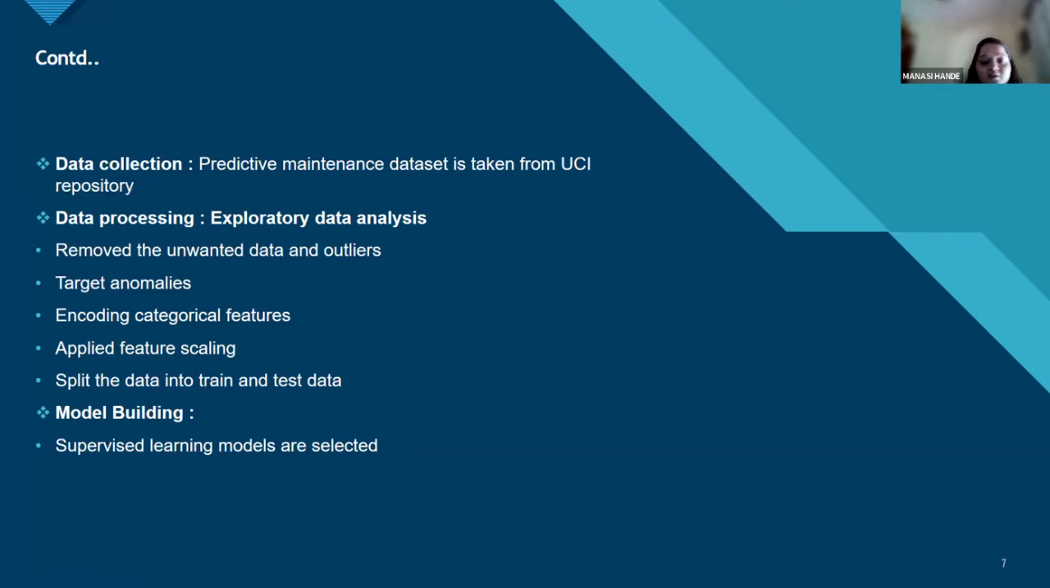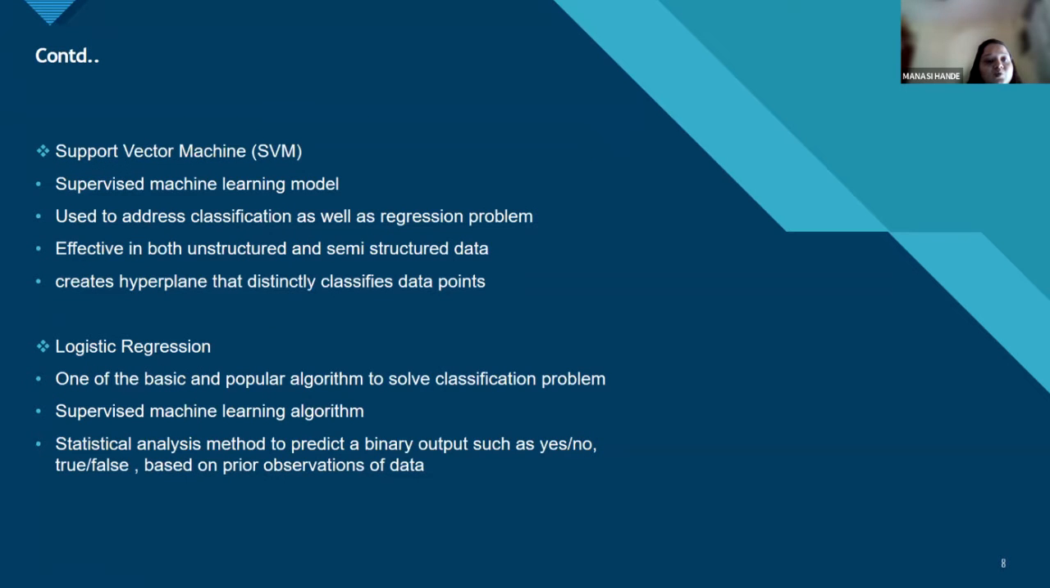As I said, failure prediction was a classification problem, so I selected supervised learning models. The models are support vector machine, logistic regression, random forest, and XGBoost. SVM is a supervised machine learning algorithm used for classification as well as regression problems. It is effective for both structured and unstructured data. To classify the data points, it creates a hyperplane or boundary between two different classes of data points.